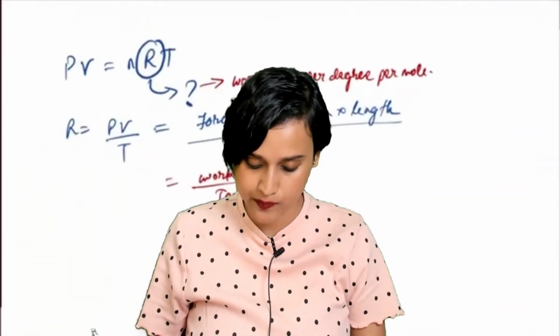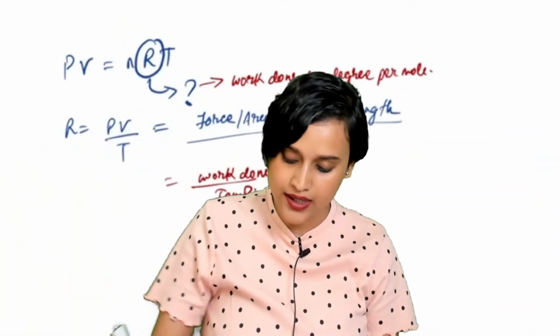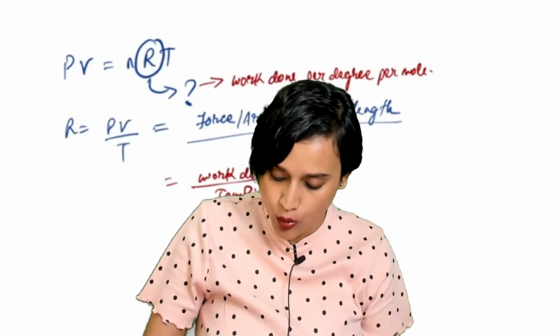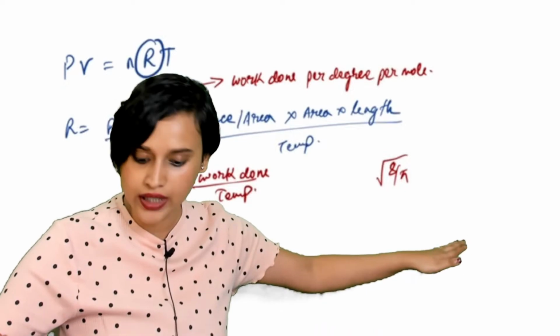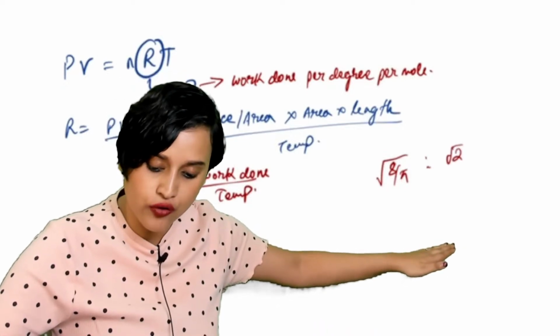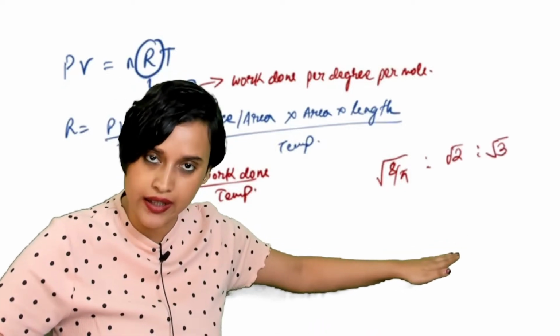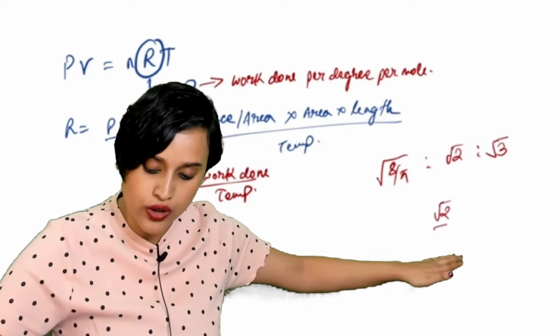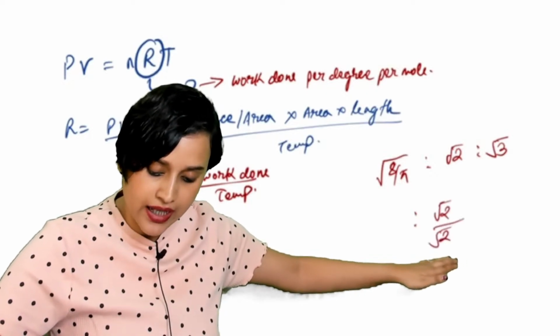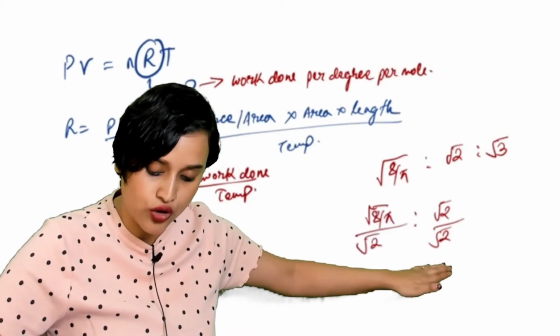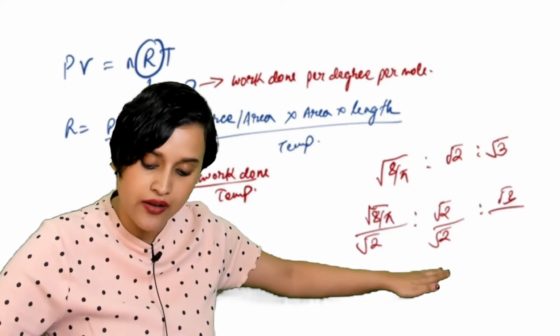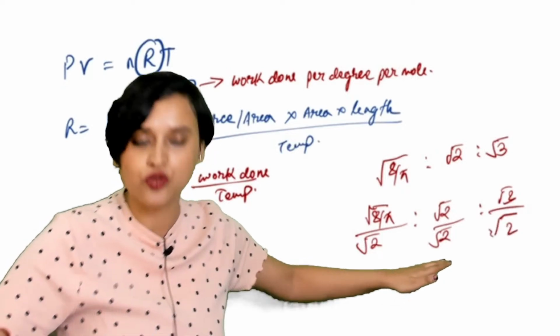Just doing the rough calculation, everybody. What do you have? Root over 8 by pi. Root over 8 by pi is 2. Root over 2 is 2. Root over 3, right? What I am doing is root 8 by pi divided by root 2, and root 3 divided by root 2.